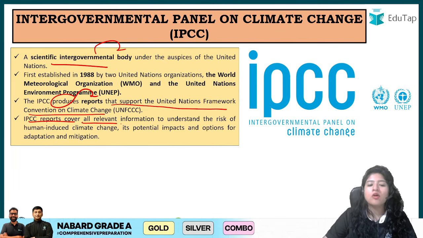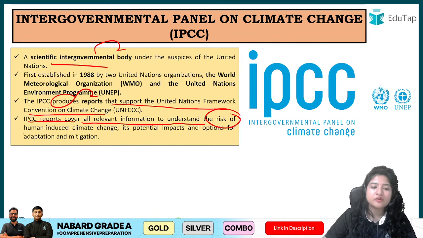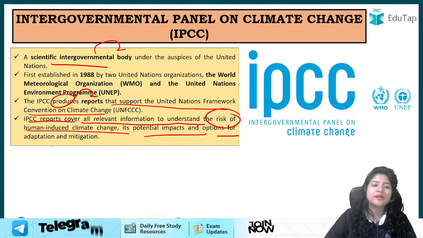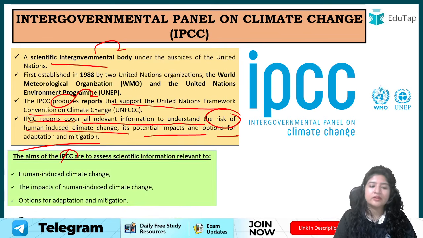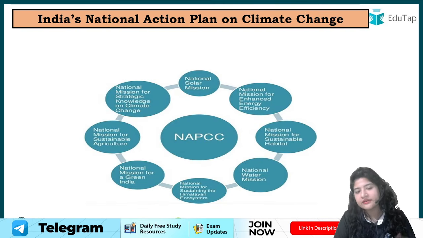IPCC reports cover all relevant information to understand the risk of human induced climate change, potential impact and potential on adaptation and mitigation. ठीक है, तो ये आपकी क्या करती है, नॉर्मल रिसर्च भी करती है, and then you know it reviews the work that is done by the countries also.